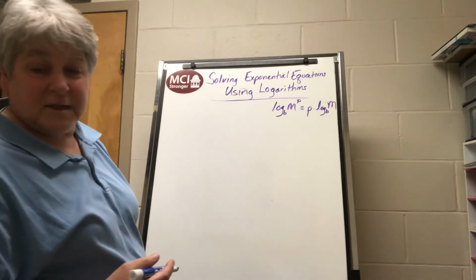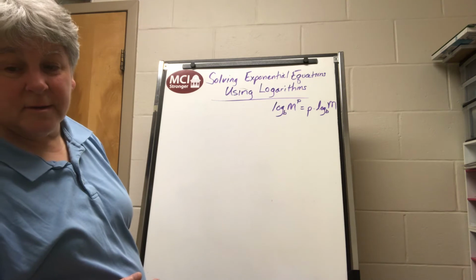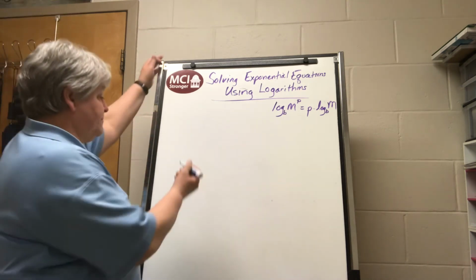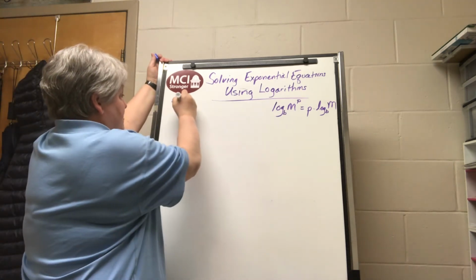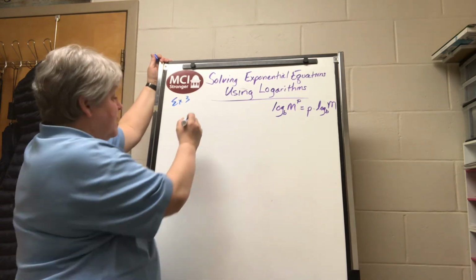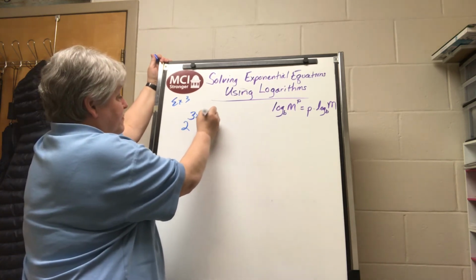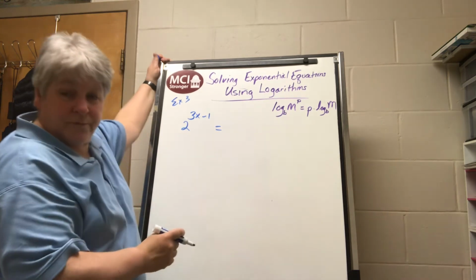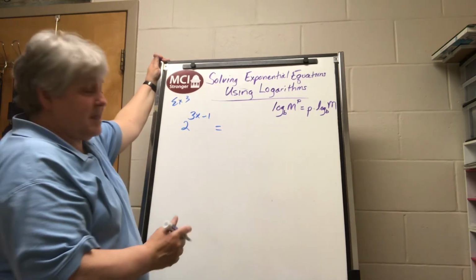So let's try 2 to the 3x minus 1. This is example 3. 2 to the 3x minus 1 is equal to 5 to the x.